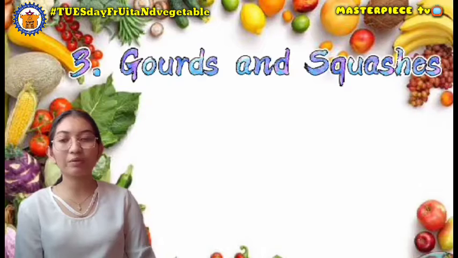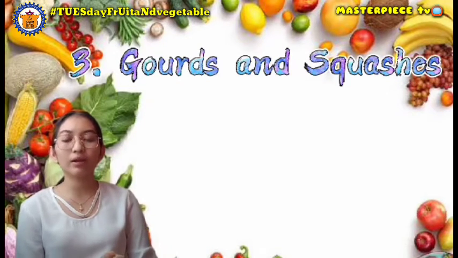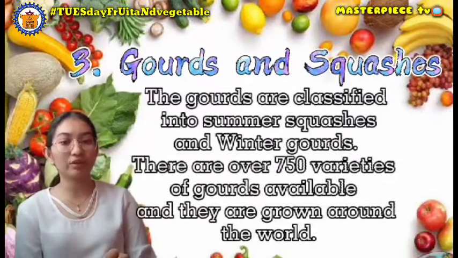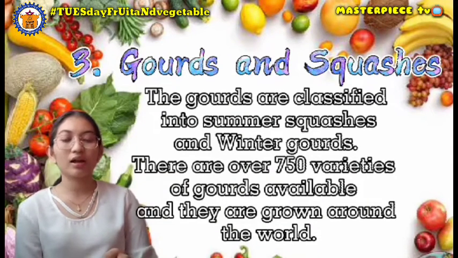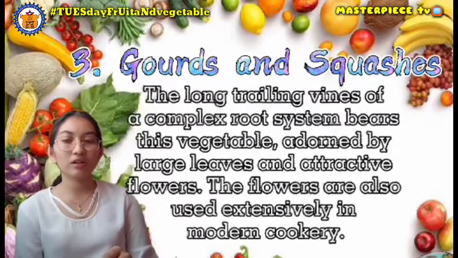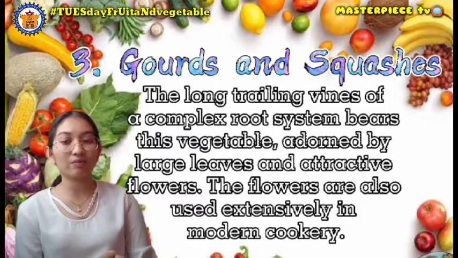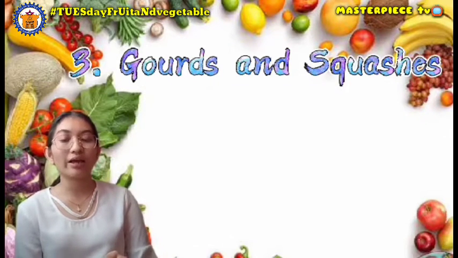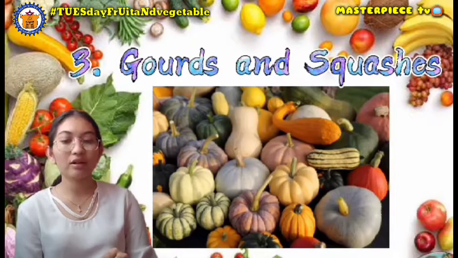The third category will be gourds and squashes. These are available both during summers and winters. The gourds are classified into summer squashes and winter gourds. There are over 750 varieties of gourds available, and they are grown around the world. The long trailing vines of a complex root system bear this vegetable, adorned by large leaves and attractive flowers. The flowers are also used extensively in modern cookery. Examples: bottle gourd, butternut squash, and ridge gourd.